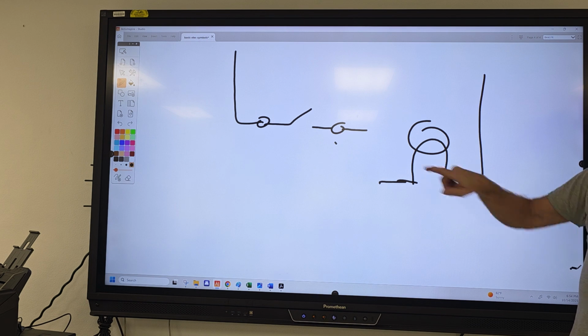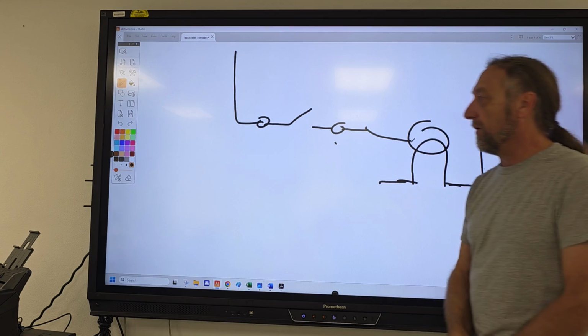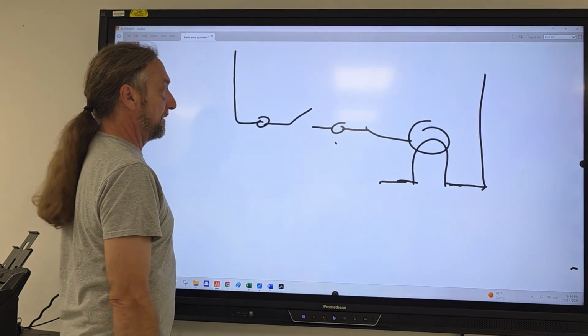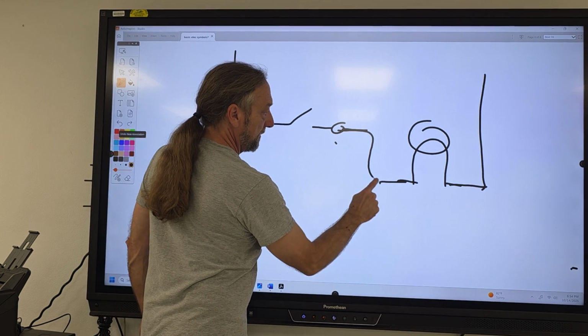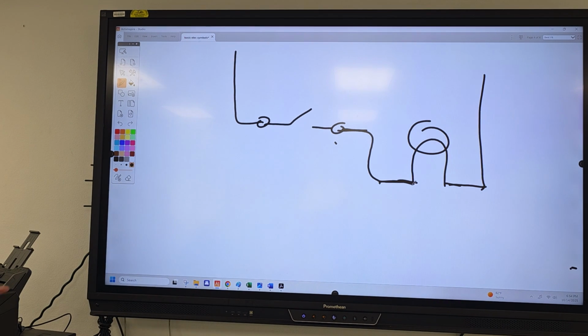Put a wire in line. Turn the switch on, no, down, down to the table, to conduct. Oh, okay. And you don't have to draw the switch closed, because in some diagrams, the switch is drawn open.